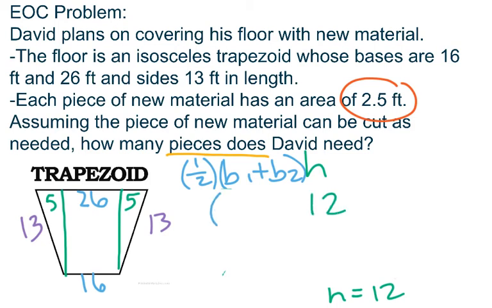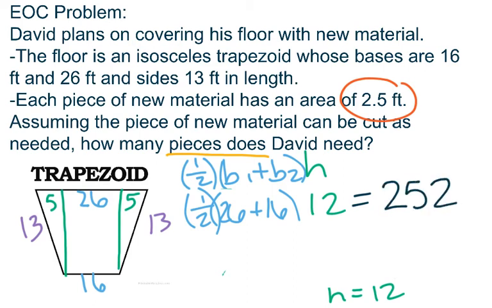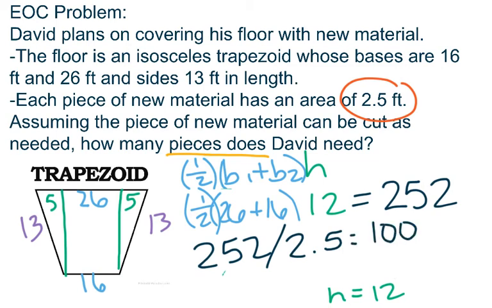So base 1, 26, base 2, 16, and that needs to be multiplied by 1/2. So I'm going to go ahead and find the area of that floor. I got 252. So that is the entire area. I know that each piece has an area of 2.5. So I'm going to divide that to figure out how many pieces I need. So when I divide that, I get 100.8.